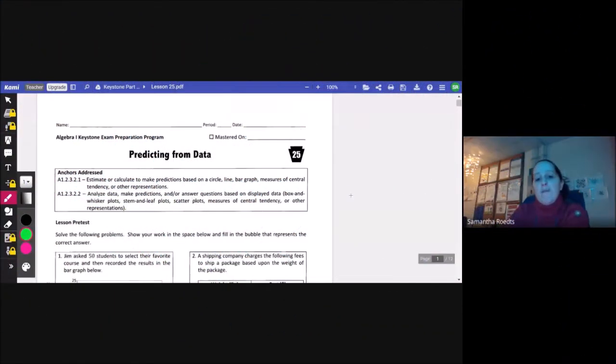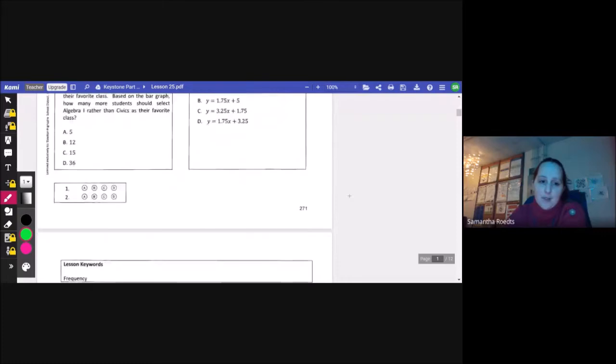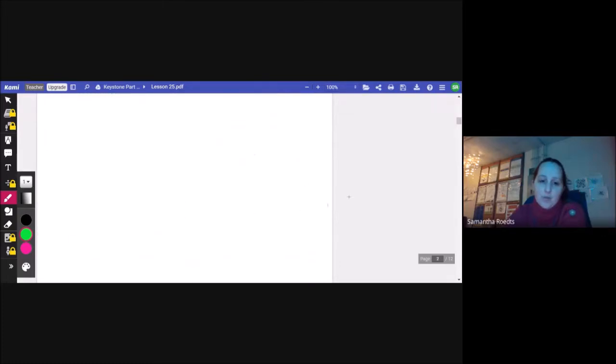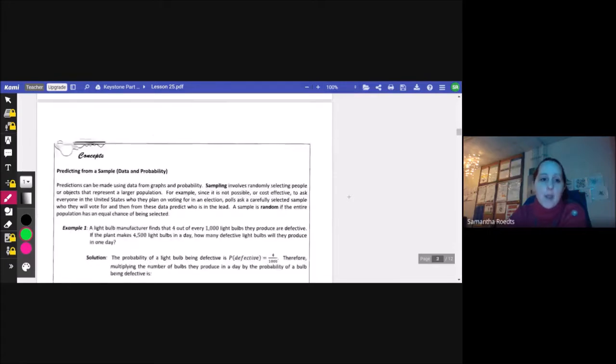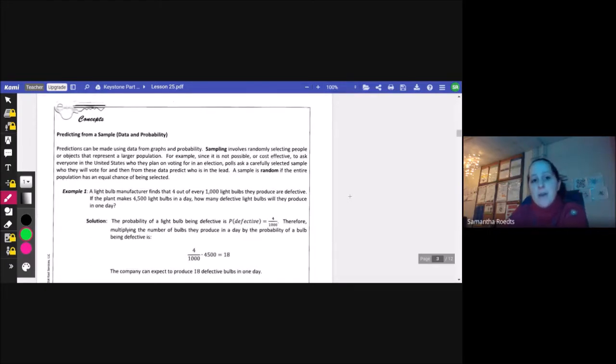All right, lesson 25, predicting from data. So predictions from a sample, which is data and probability. Predictions can be made using data from graphs and probability.